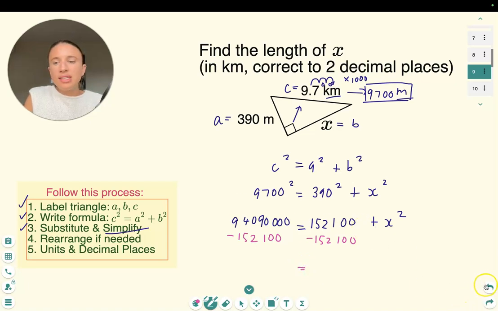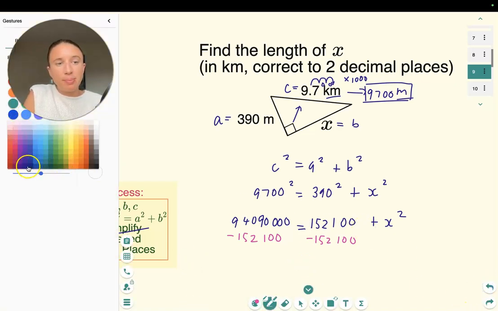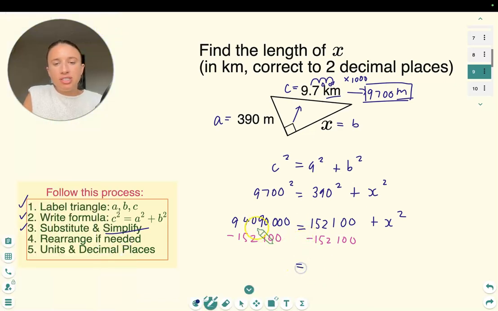Now, you're always looking to simplify between each step. Time to simplify. So I'm doing this number, which is 94,090,000. If the number's too big, separate it like 3 digits apart. Take 152,100, another big number. And we did that to get rid of it. So you can cross that out and we're left with X squared on this side.